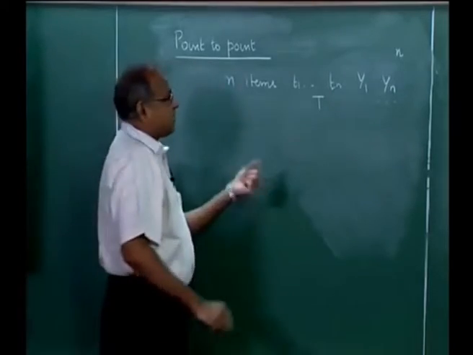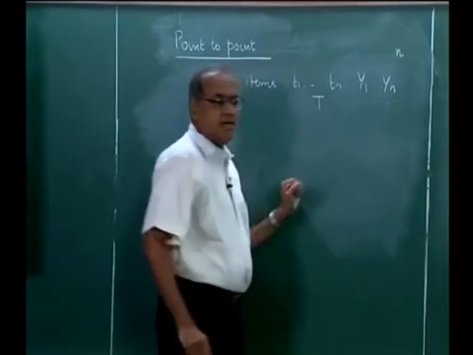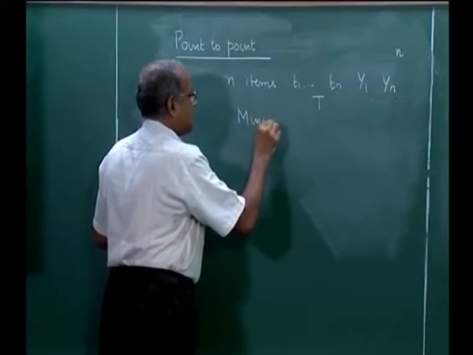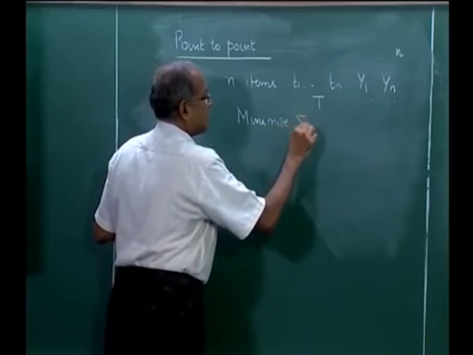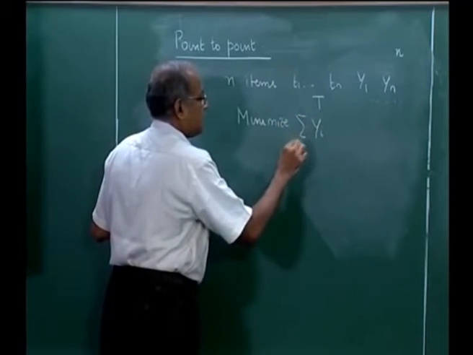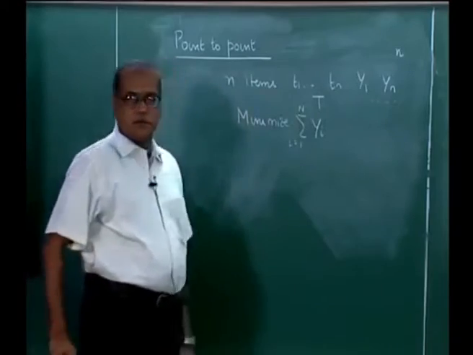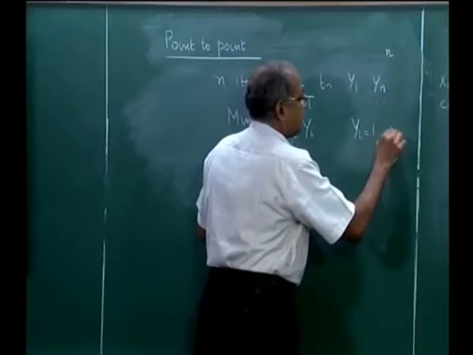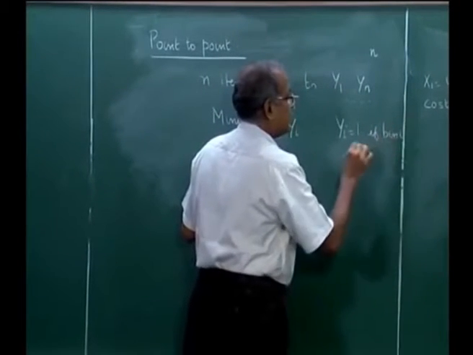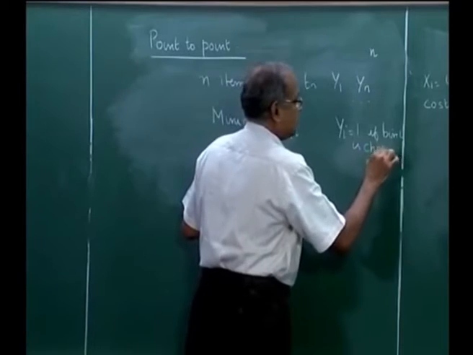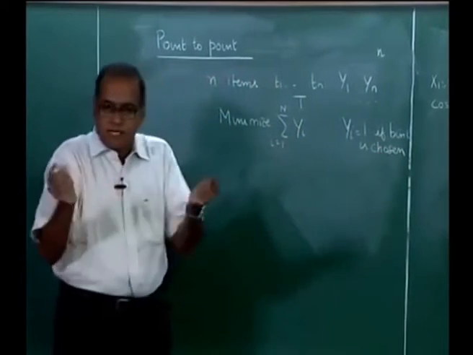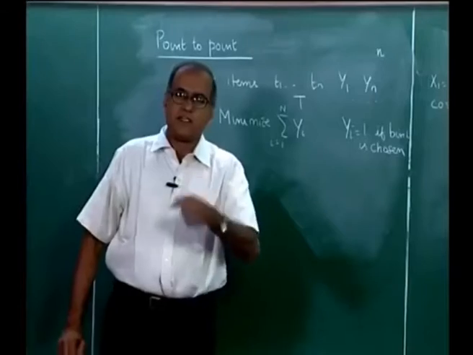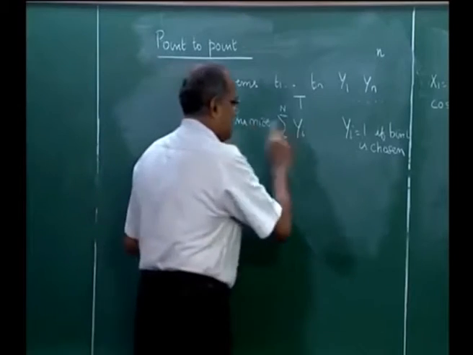So, what we do is, we assume right now that we have n bins, and then try to minimize the number of bins. So, we would say minimize sigma yi, i equal to 1 to n, where yi equal to 1 if bin i is chosen. By minimizing sigma yi, I essentially try to minimize the number of bins that I choose. So, the objective function would be this.